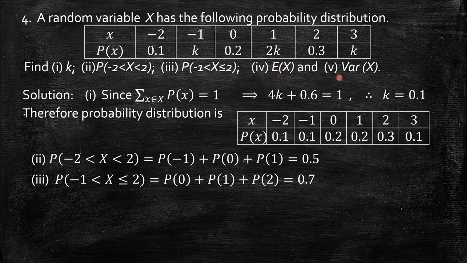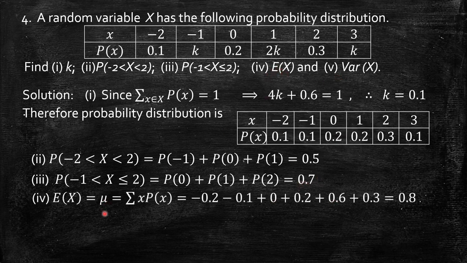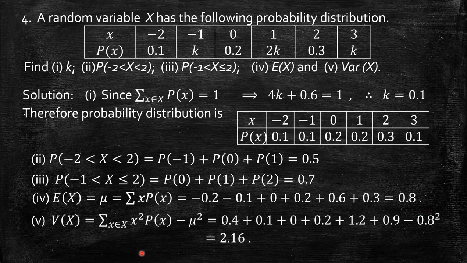Now expectation and variance. We can use the formula for mu, that is summation x into p of x. So I have minus 2 into 0.1 plus minus 1 into 0.1, we have written here 0 into 0.2, that is 0, plus 1 into 0.2, 0.2, plus 2 into 0.3, 0.6, plus 3 into 0.1, 0.3. Adding all, that gives 0.8. So the mean or expectation of x is 0.8.